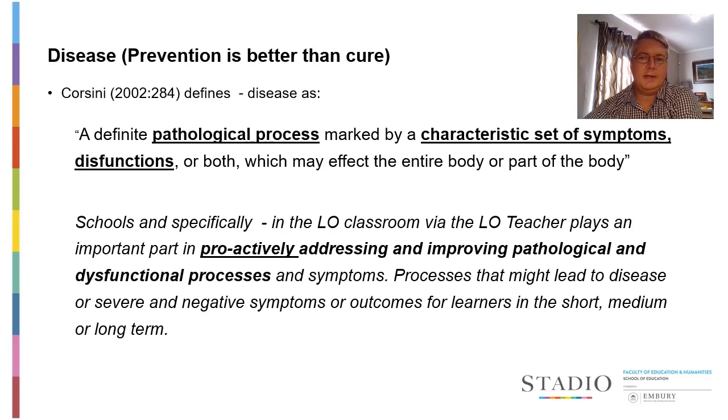Okay, so as a second last slide, I thought we will take another look at this definition by Corsini on disease. Because if we're going to speak about disease prevention, then it's very important to understand what disease really is. So Corsini, in his Dictionary of Psychology, refers to a disease being a pathological process marked by a characteristic set of symptoms and dysfunctions, or both, which may affect the entire body or part of the body. Right, and the mind is obviously part of the body, so if it affects the mind, then it would be this idea of a mental disease.